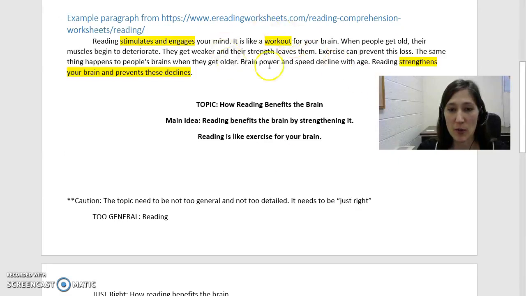This is a more simple example, so hopefully you can try these same steps to finding the topic and the main idea for more difficult readings. It works with any type of reading, but it just might take you a little bit more time.